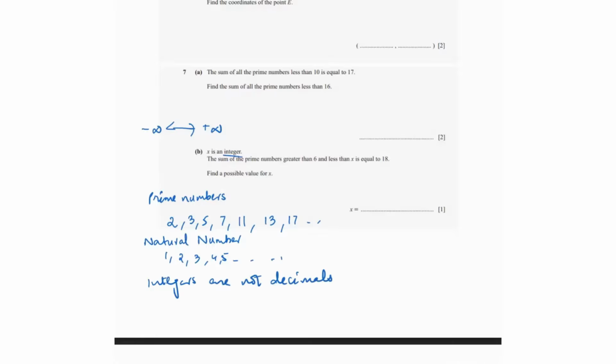Then irrational numbers are numbers which cannot be expressed as a fraction. So that's how you differentiate between a rational and an irrational number. For a rational number, you can rewrite it as a fraction, but an irrational number cannot be rewritten as a fraction. So these are the main types of numbers you need to know about.